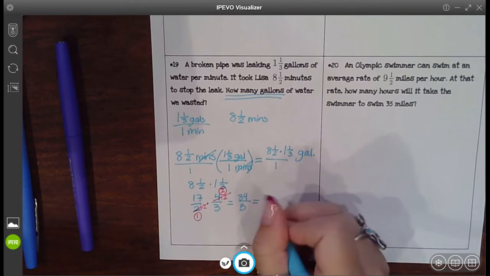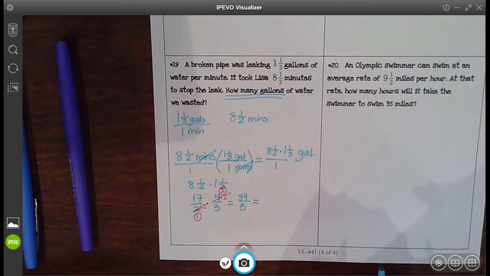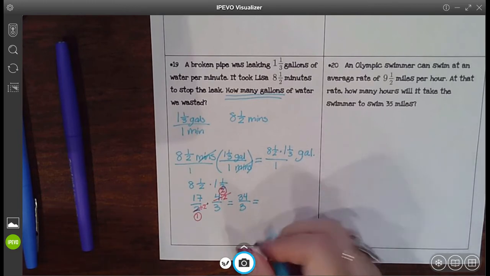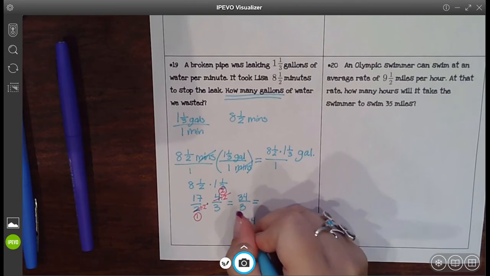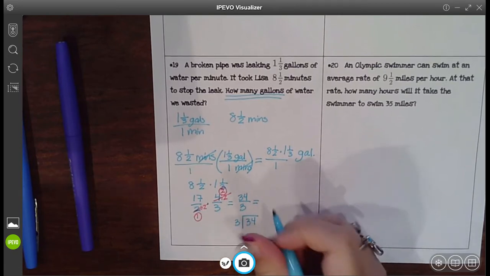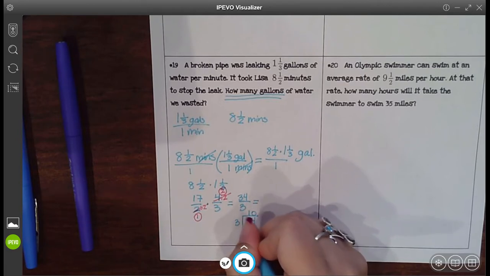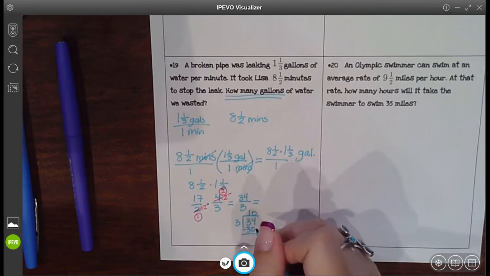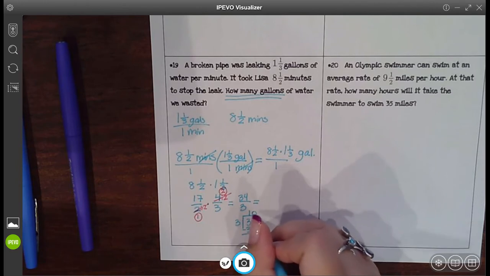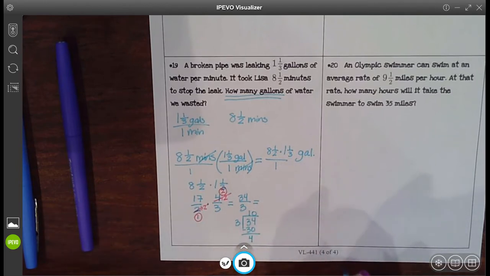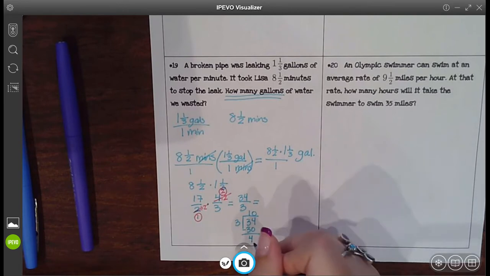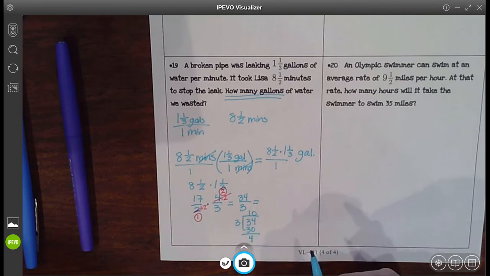Now, since this is getting to my final answer, I want to change it from an improper to a mixed number. So I take the top, 34, and divide it by the bottom, 3. How many times does 3 go into 34? 10 times. Because 3 times 10 is 30, right? And then you subtract this, and you get 4. And you're like, ooh, wait a minute. My remainder is greater than what I divided by.